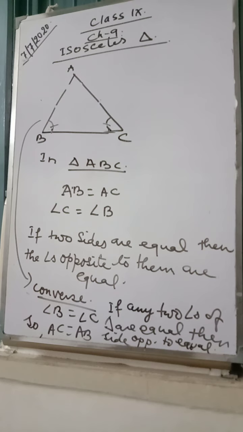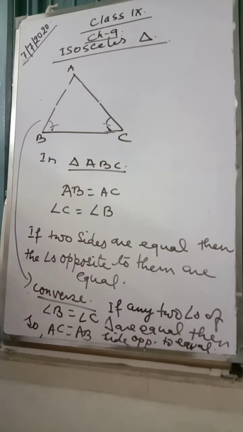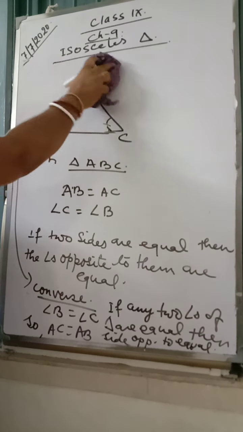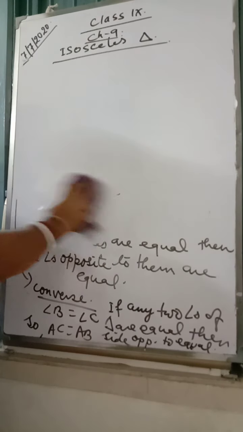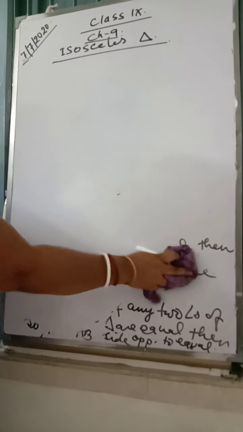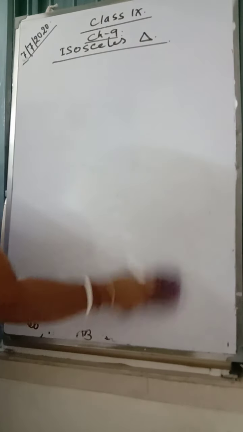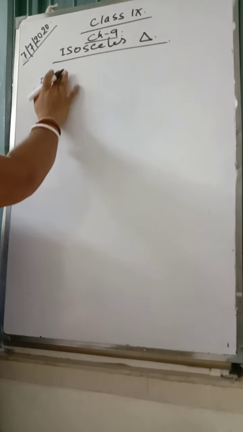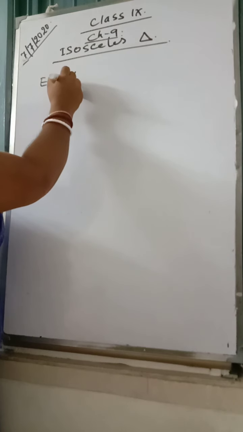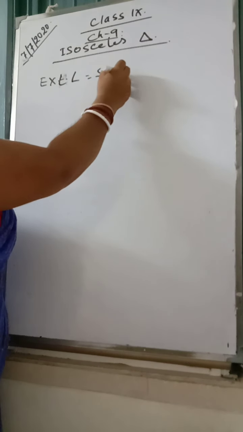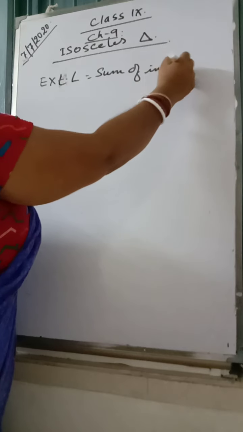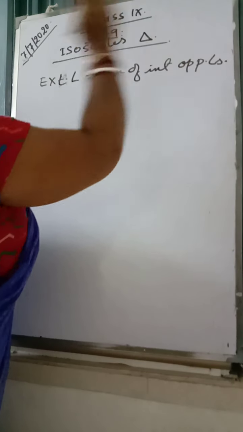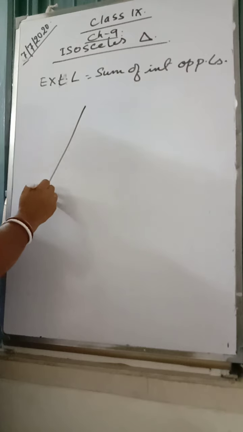See, question number 7 from the exercise. It says, prove that the medians corresponding to the equal sides of an isosceles triangle are equal. Now, the full chapter is based on these two theorems, and exterior angle is equal to sum of interior opposite angles. Clear? This full chapter is based on this. So now you will ask, ma'am, what is this exterior angle?